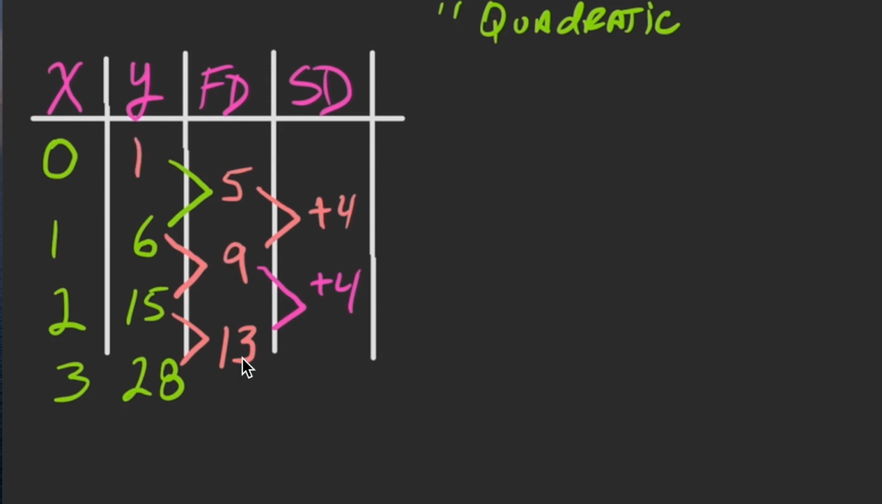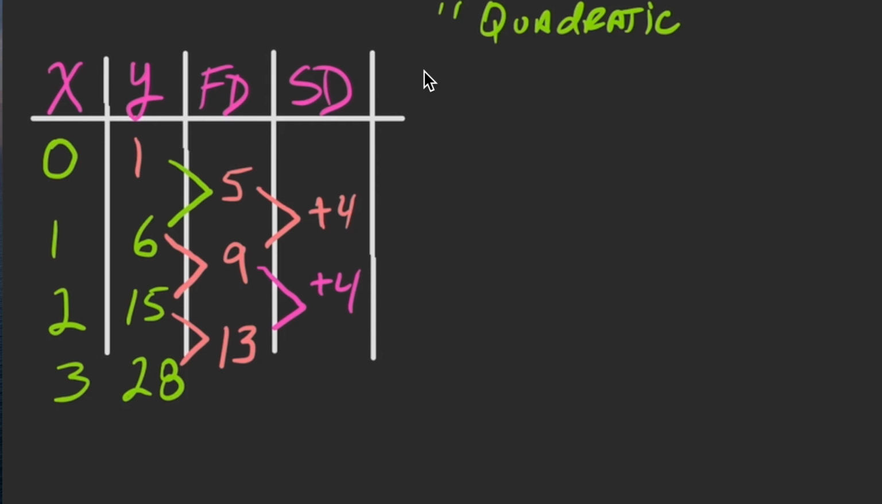So let's review what we did. We found the second difference. We knew, since we were told it was a quadratic, that that would stay consistent. We used that to find the first difference, and we used the first difference to find the y value at x equals 0.